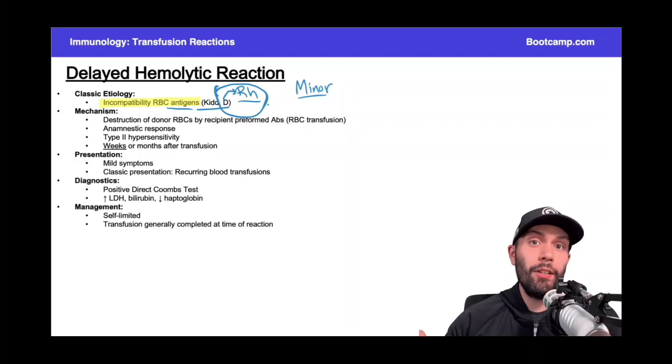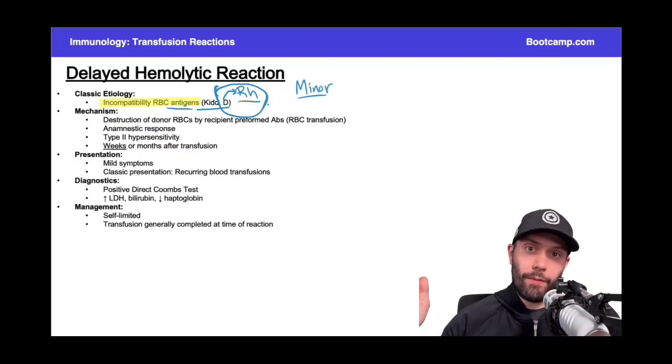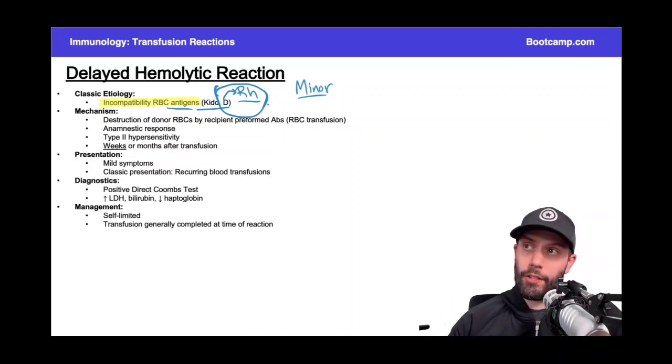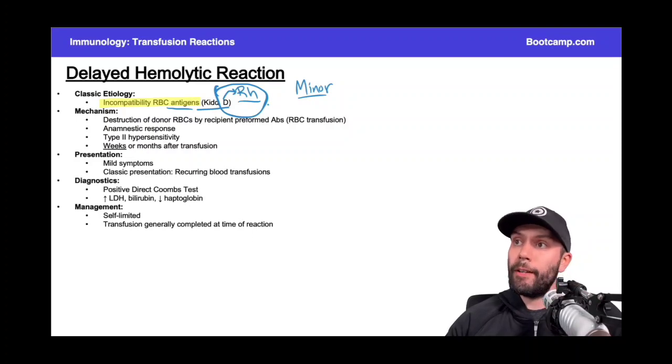I'm more so talking about a patient that gets repeated transfusions and then has antibodies that essentially form against an Rh positive donor. Okay, that's what I'm talking about here. Not hemolytic disease of the newborn, which is fatal to the fetus. Very different in terms of severity. Okay, so I just want you to make sure you're sharp on that.